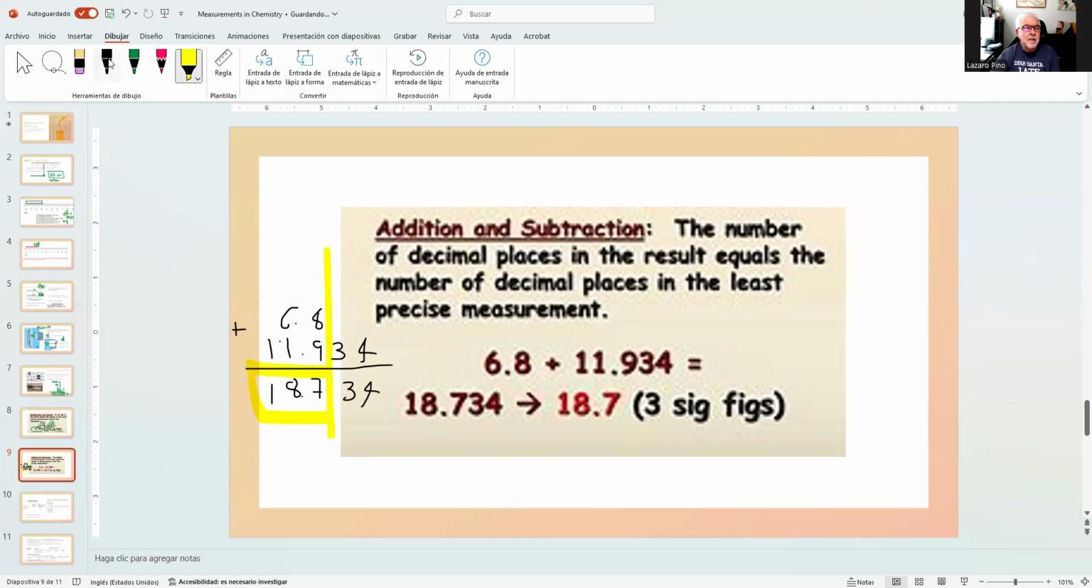As the first number that you're going to skip is lower than 5, you don't have to add anything else. Then the answer of this addition is 18.7. If you do this way, you will find the answer in a correct way. The same thing happens in subtraction.